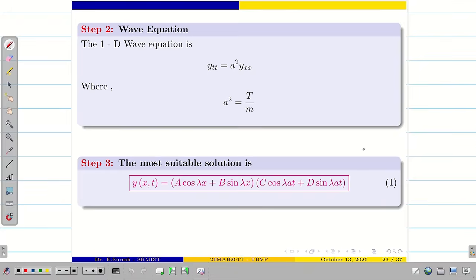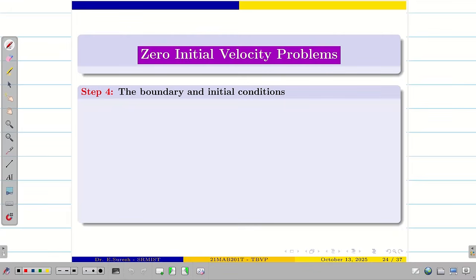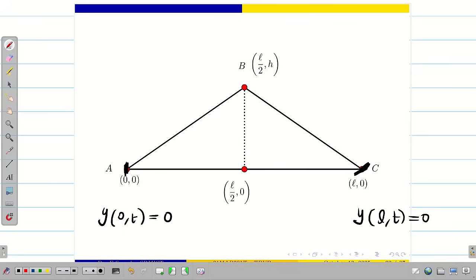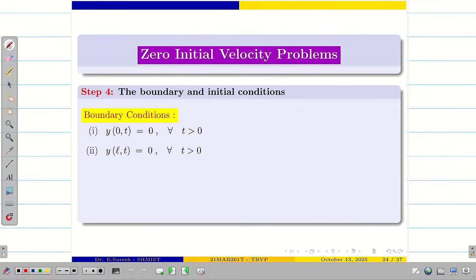Now we have to write the initial and boundary conditions. Since the problem is a zero initial velocity problem, velocity is going to be 0 and displacement is non-zero. From the figure, it is very clear. We have two endpoints A and C. This is going to be my first boundary condition, and at the point C we have the second boundary condition. At two endpoints there is no displacement. So let us write the boundary conditions. For any time t greater than 0, y of 0, t is 0 and y of L, t equal to 0.